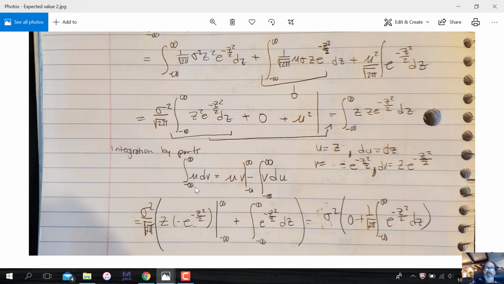So if we break this up, and this is a definite integral here, we get u times v from minus infinity to infinity minus this integral here of v du.